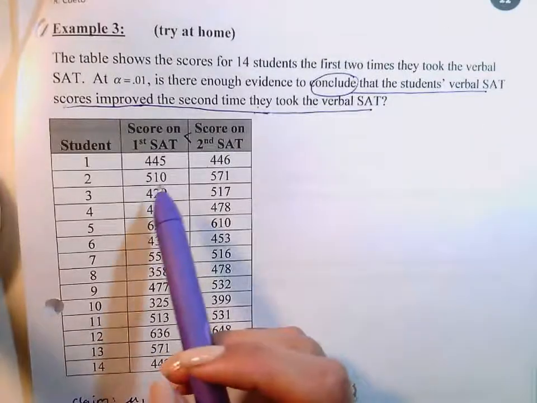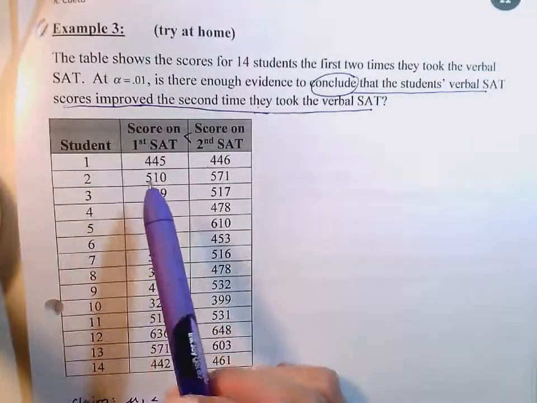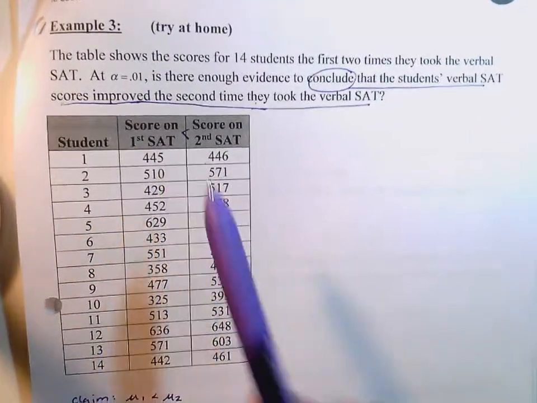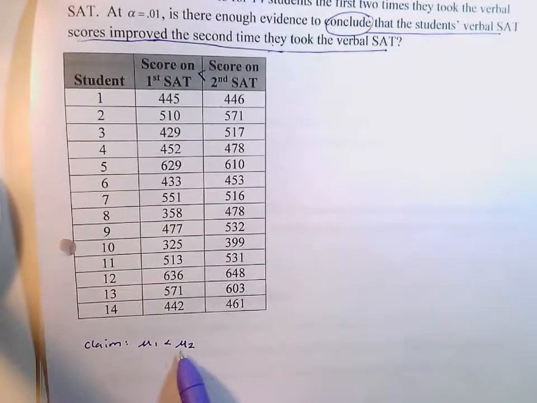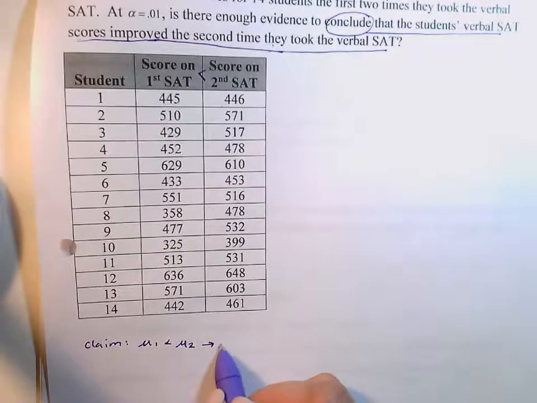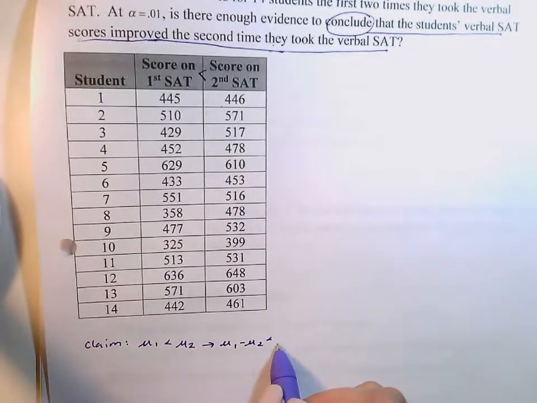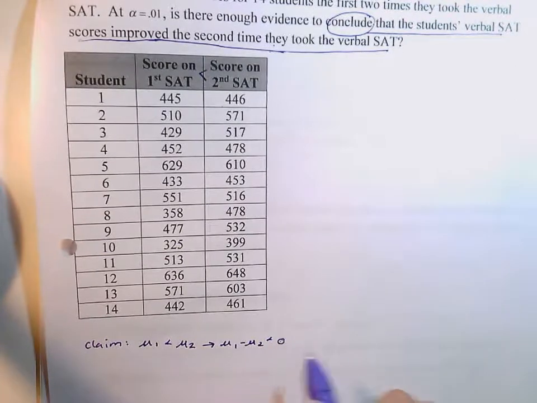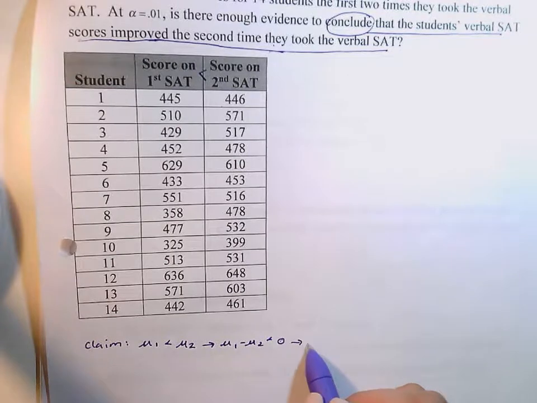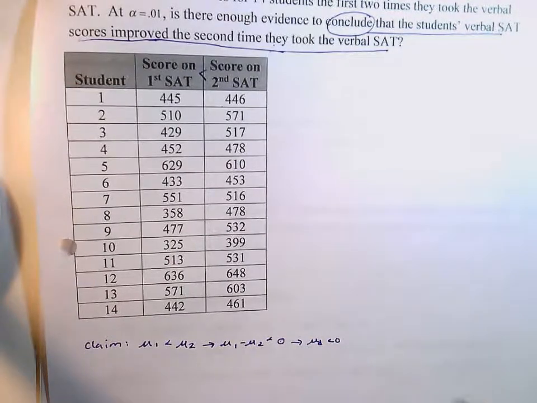But because this is dependent data, it's the same person taking it twice, that means it's dependent data. So the notation that I need is going to be the one with the mu d. So I need to subtract mu1 minus mu2 is less than, sorry, mu1 minus mu2 is less than 0. Then replace the mu1 minus mu2 with a mu d. So that means that mu d is less than 0.